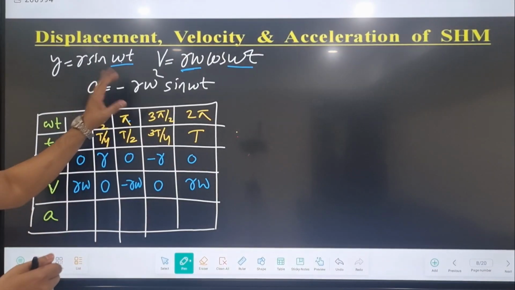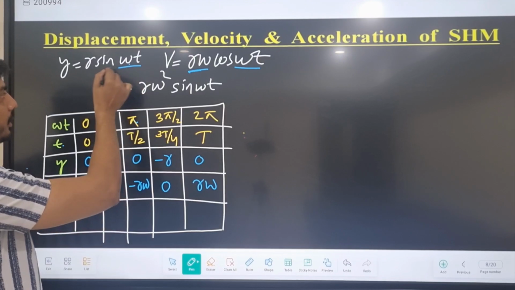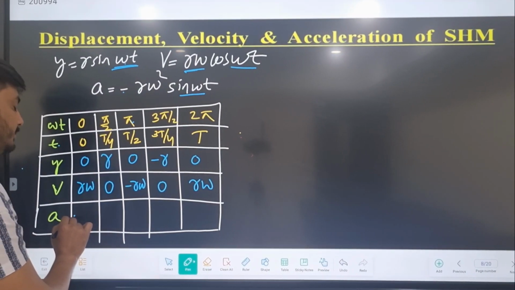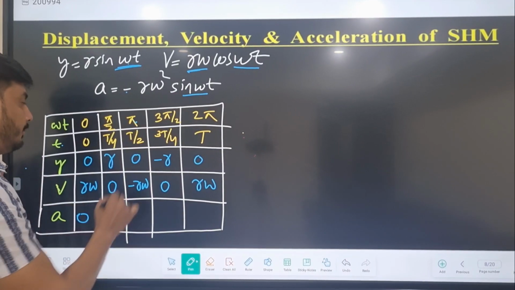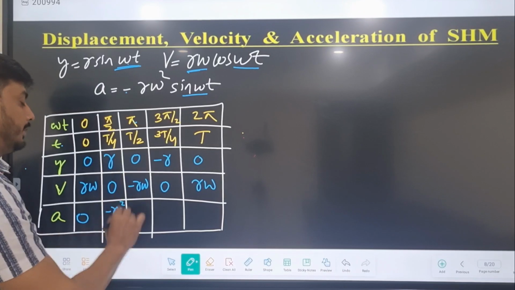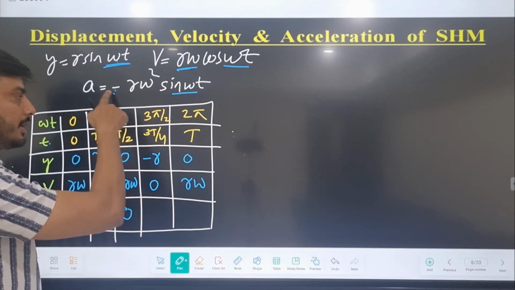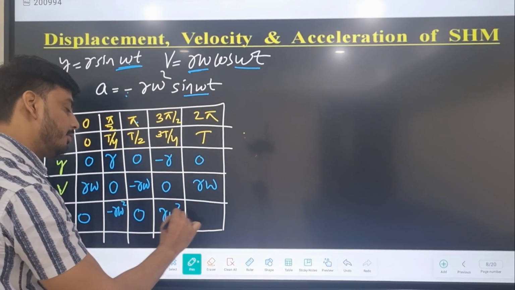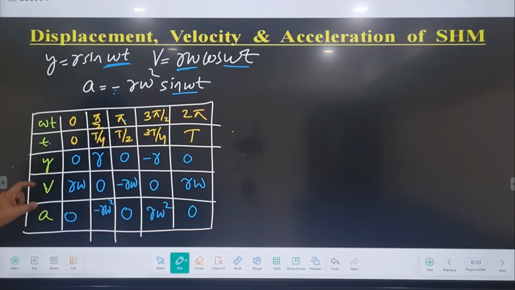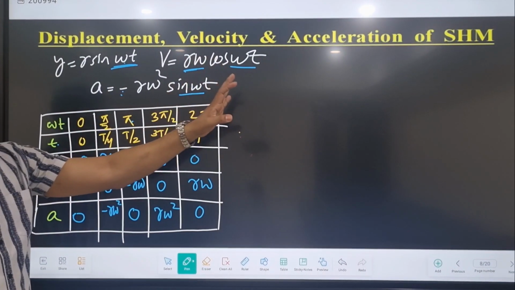Similarly, we can calculate the expression for acceleration. Once we put the values, it is similar to sine theta; here also we have sine theta, but the difference is there is a negative sign. So this will be 0 because sine 0 is 0; sine pi by 2 is 1, so this will be minus r omega square. This will be again 0 at sine pi; at 3 pi by 2 sine is minus 1, and here is another minus, so minus 1 is plus, this will be r omega square. This is again 0. Now we have the values of y, v, a with respect to omega t. Our next work is to draw the graphs.